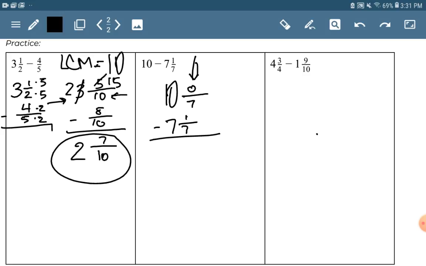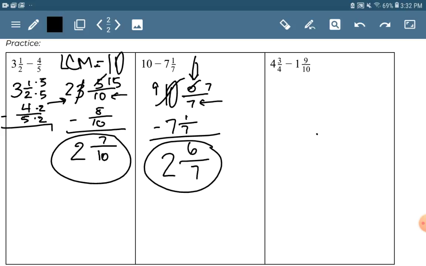I cannot do 0 minus 1, so I'm going to borrow from that 10, making it a 9. And I'm always looking at my numerator for how many to borrow here. So if I'm starting with 0 and I'm giving it 7 more, I'm going to end up with 7 on top. Now I can continue subtracting. 7 minus 1 is 6. My denominator stays the same. 9 minus 7 is 2. And 6 over 7 cannot be reduced, so 2 and 6/7 is my answer in simplest form.